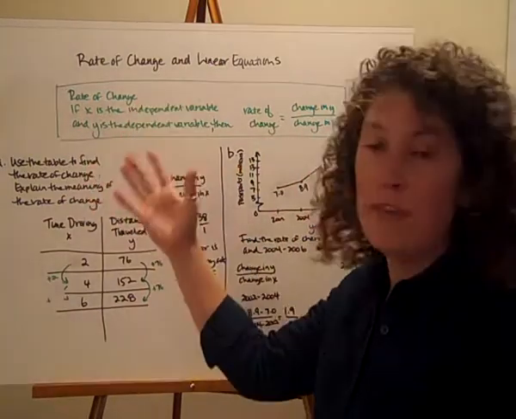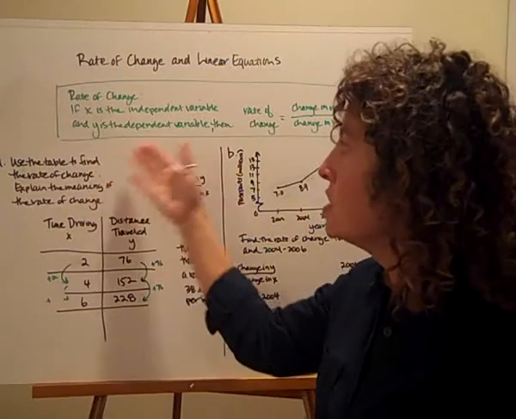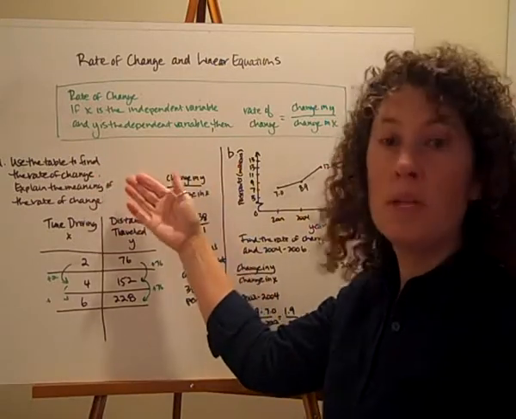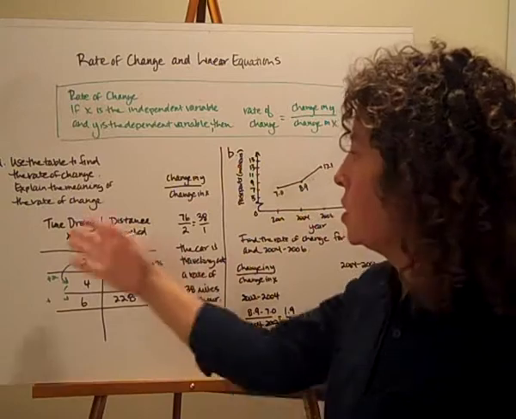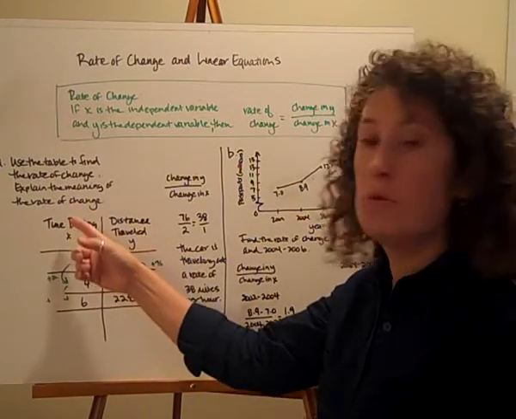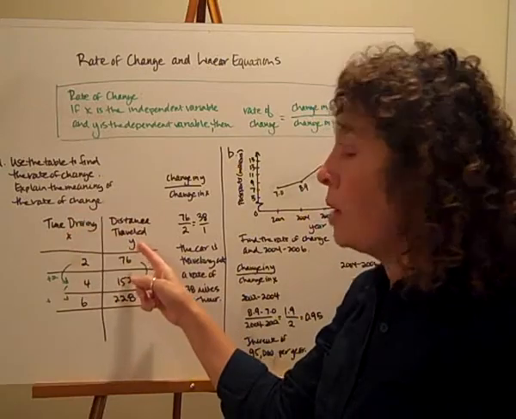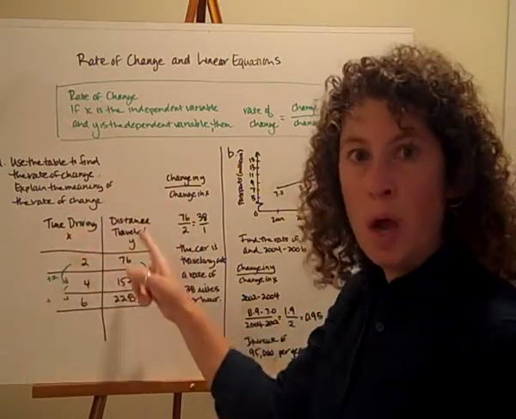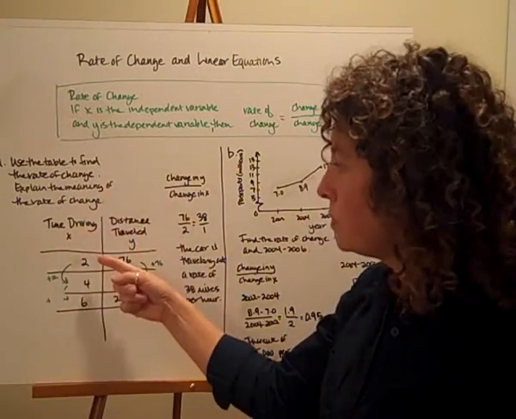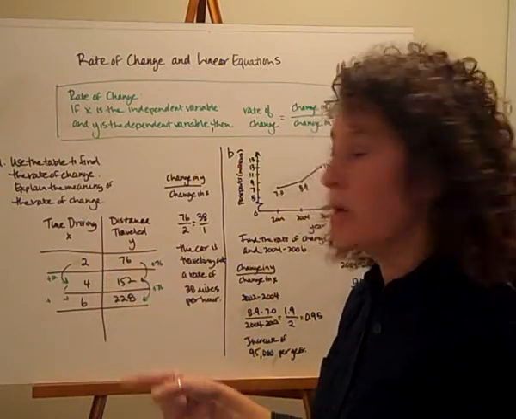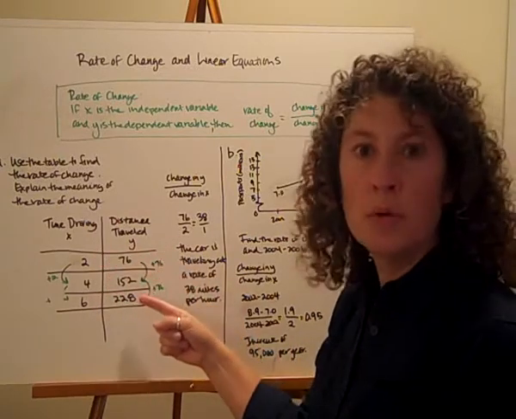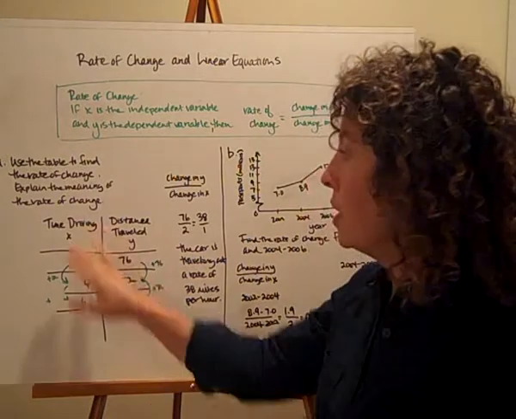So let's take a look at how to find the rate of change. Use the table to find the rate of change. Explain the meaning of the rate of change. In this particular table, we have time driving as x and the distance traveled as y. So our input, our output, our independent variable, our dependent variable. We have 2, 4, and 6 as our input, 76, 152, and 228 as our output.